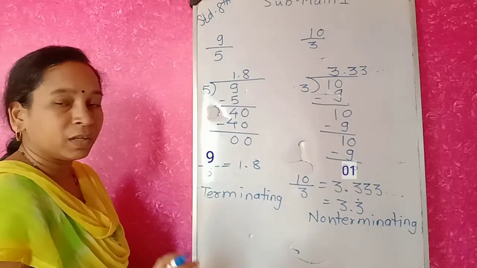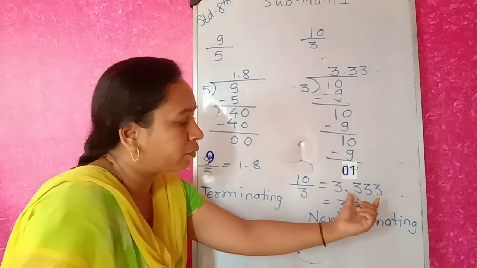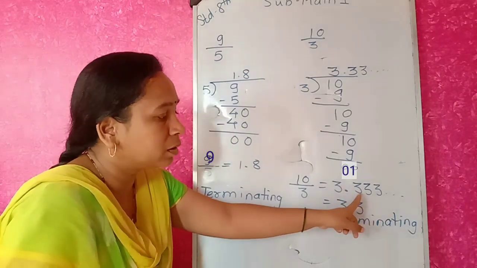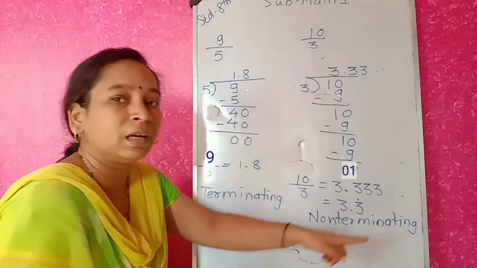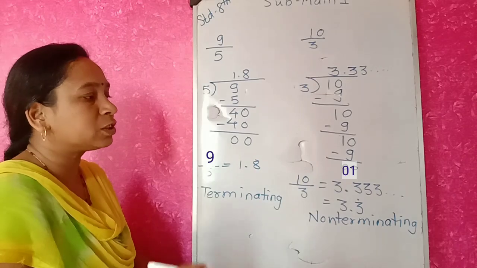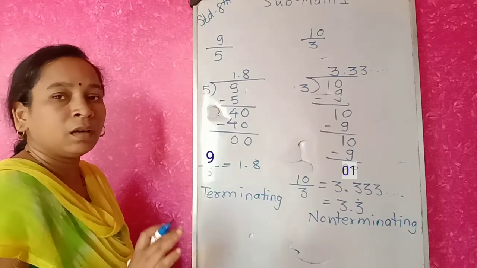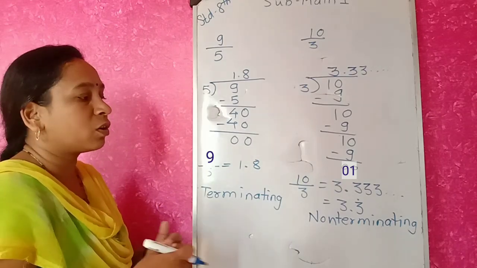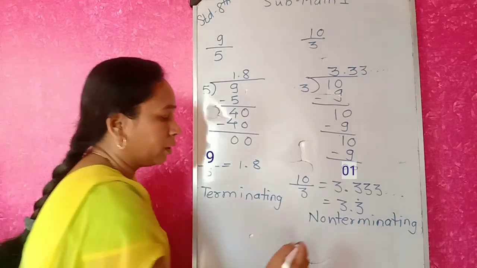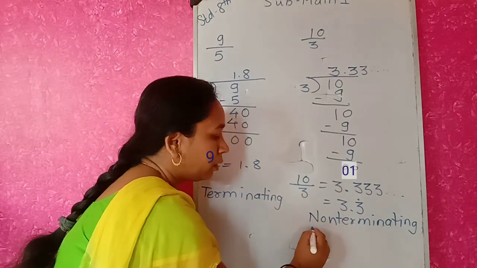But even if it is non-terminating, you can observe that after the decimal point the digits are repeating continuously. So it is non-terminating but the digits are repeating. For the repetition of digits, it is called recurring. It is non-terminating and recurring.